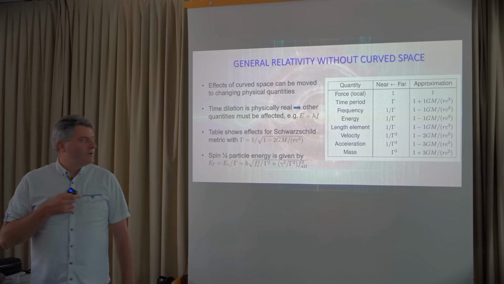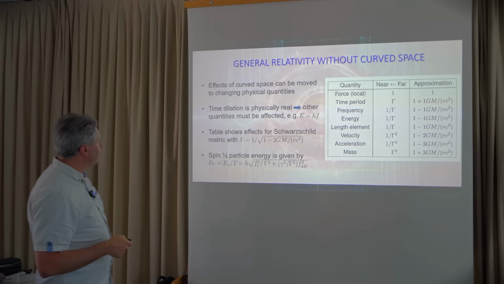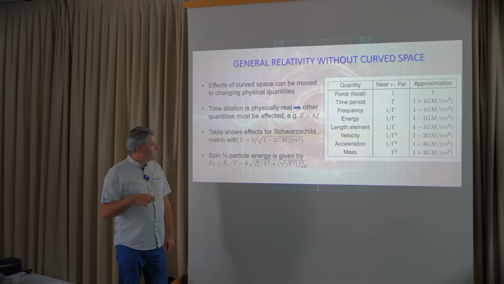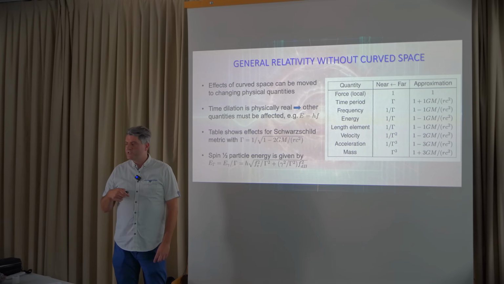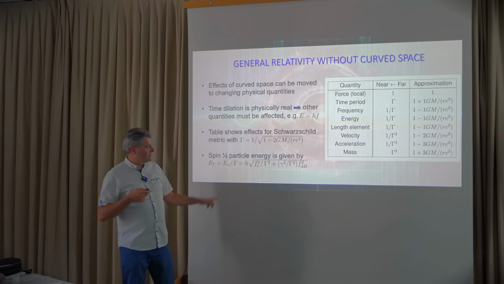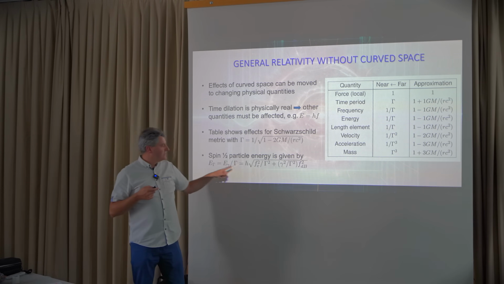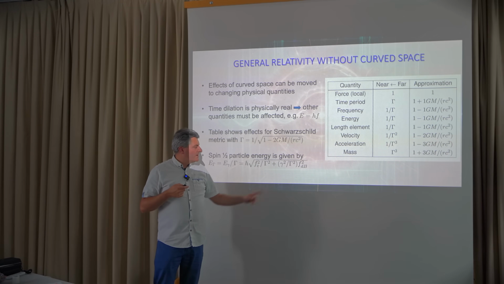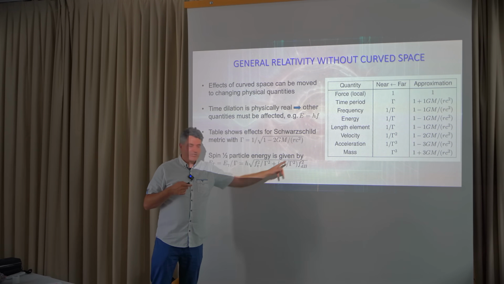And with all that knowledge, we can also get an equation for the mass energy of a spin 1/2 particle that incorporates the special relativistic effect as well as the general relativistic effect. This is this equation. This is how the mass energy would change, considering special relativity and general relativity.